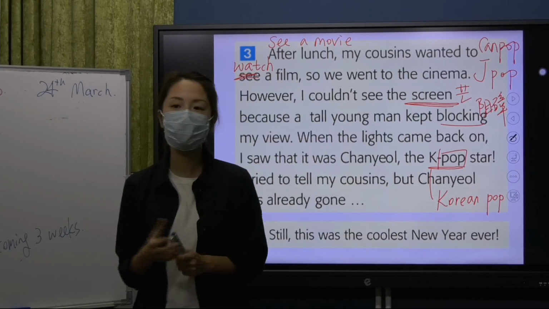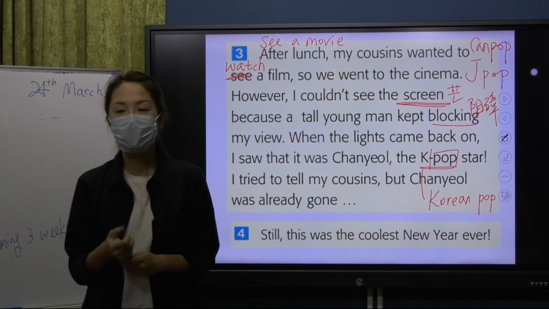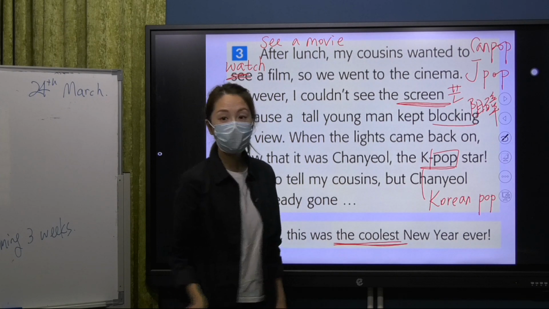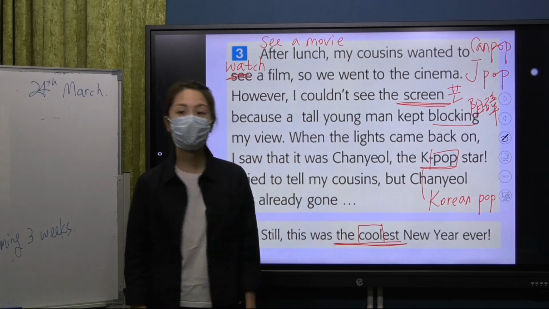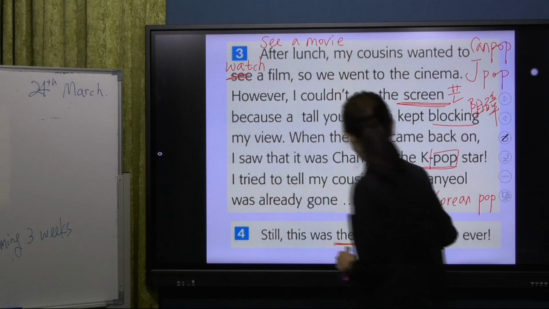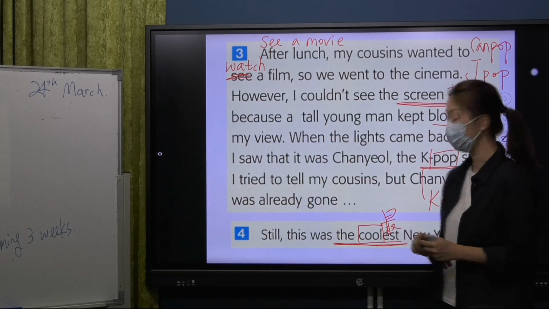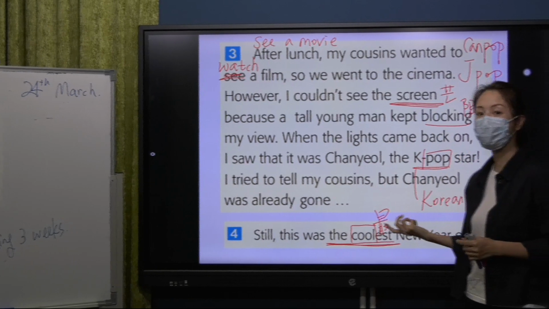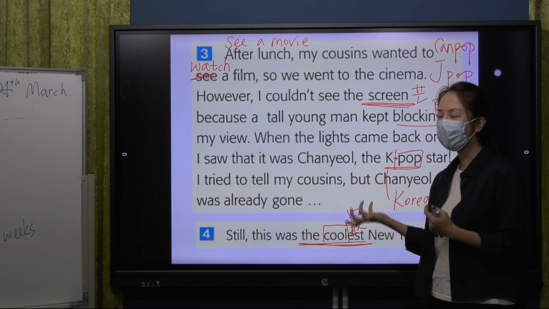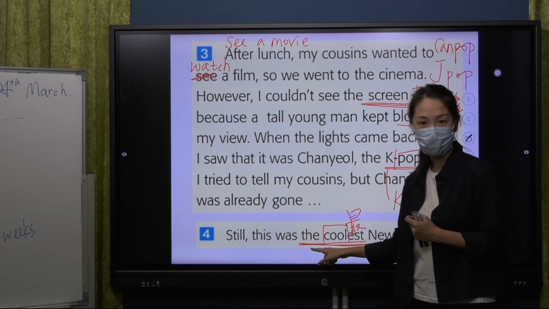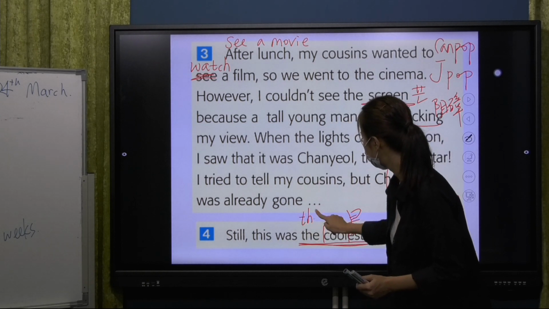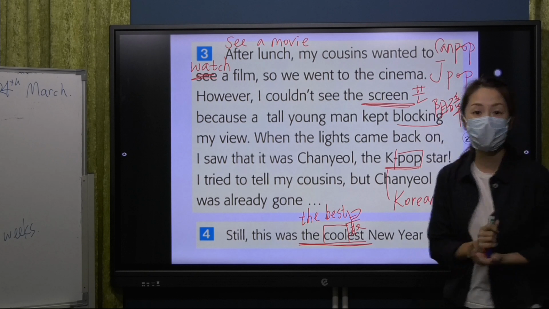I tried to tell my cousins, but Chen Yong was already gone. Still, this was the coolest New Year ever. Let's look at this word, coolest. Do you know what is cool? Something really good, and very hit. But here with est, it means the most, 最乜乜乜嘅. And also remember, we call this one superlative. Before the superlative adjective, there should be the. The coolest New Year ever. You can also say the best New Year ever.